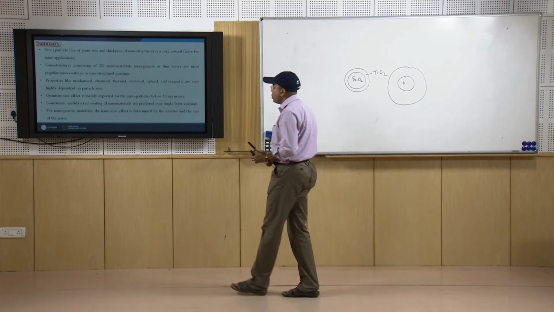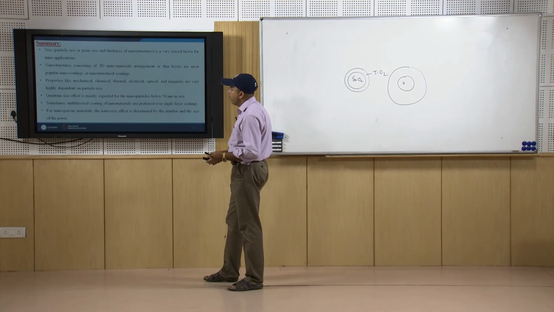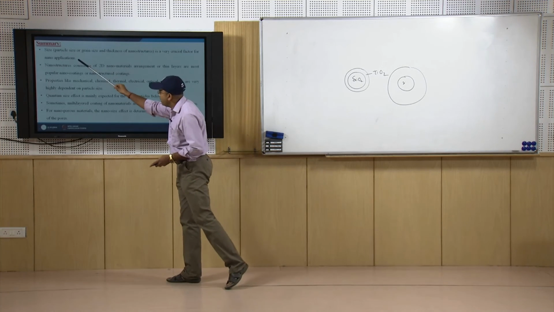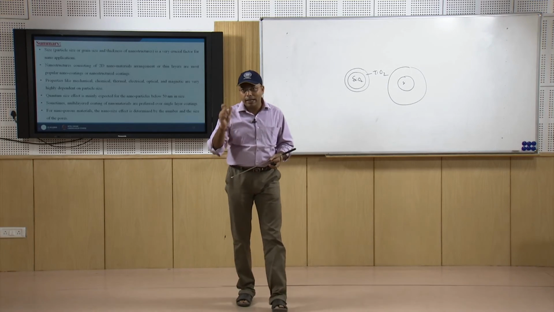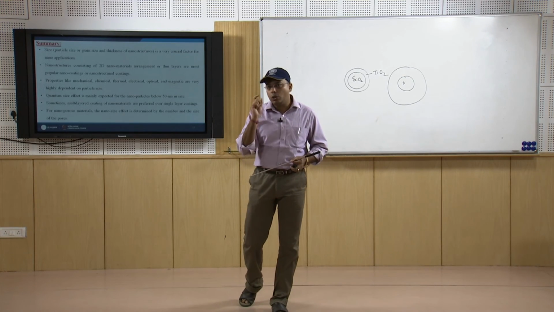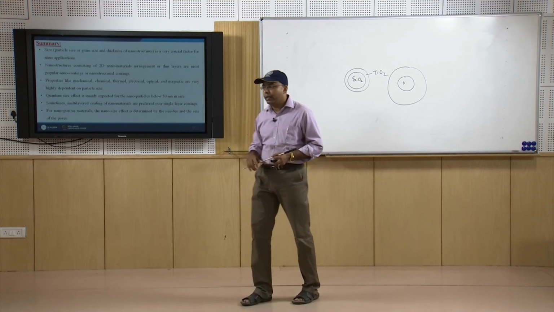Then we come to the summary. Summarizing this whole lecture, first we discussed that the size of particles or grain size, and the thickness of the nanostructure, is a very crucial factor for nano applications. As I told already, the crystallite size and the thickness of the coating are the two most vital parameters for this kind of coating technique.